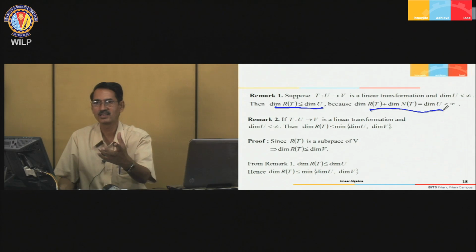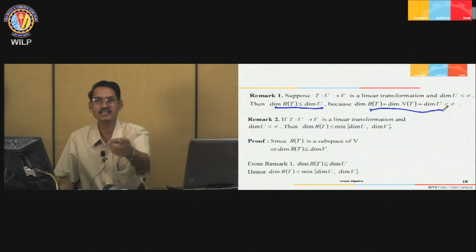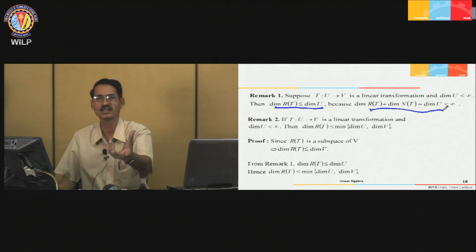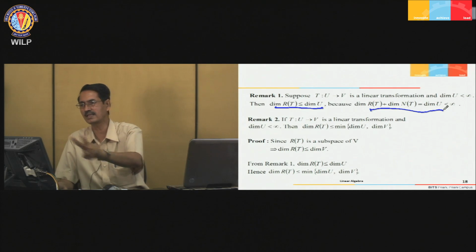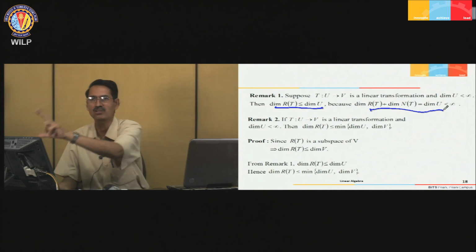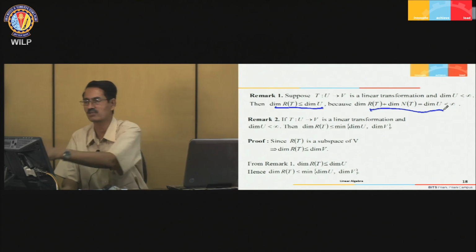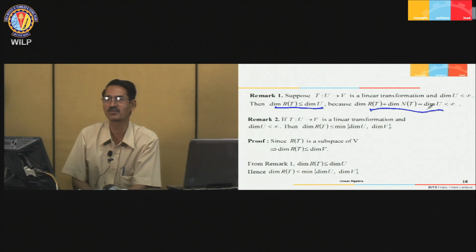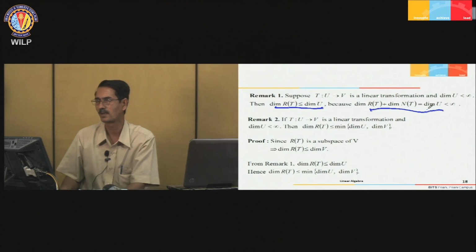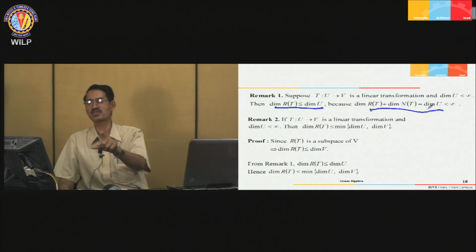And dimension is always a non-negative number. It is always bigger than or equal to 0. Dimension is the number of elements in a basis, therefore it cannot be negative. So dimension of R(T) plus dimension of null space of T is equal to dimension of U, and therefore the sum of two non-negative quantities is equal to something, so each quantity has to be less than or equal to dimension of U. So dimension of R(T) must be less than or equal to dimension of U. It cannot be larger than the dimension of U.